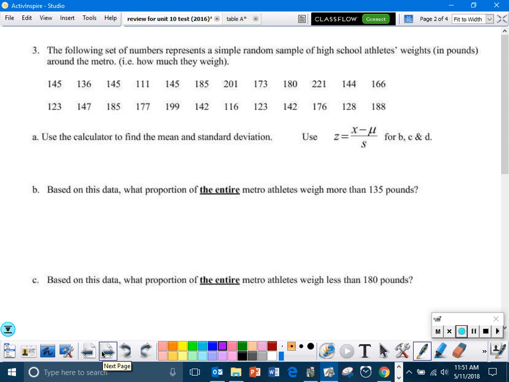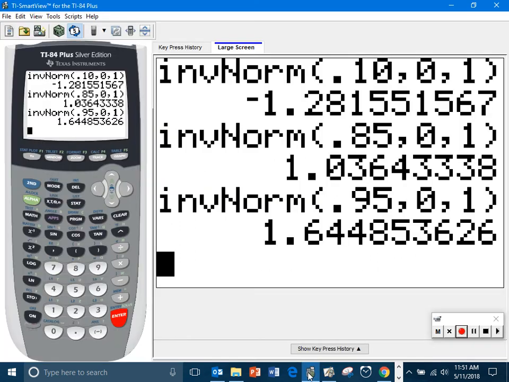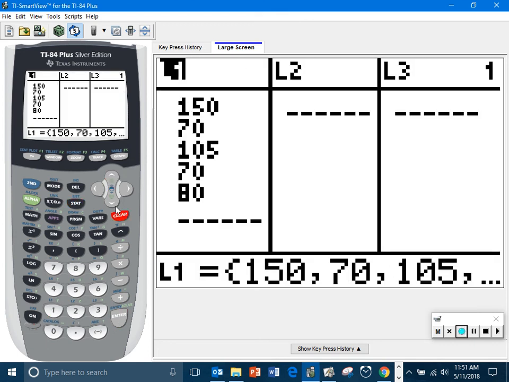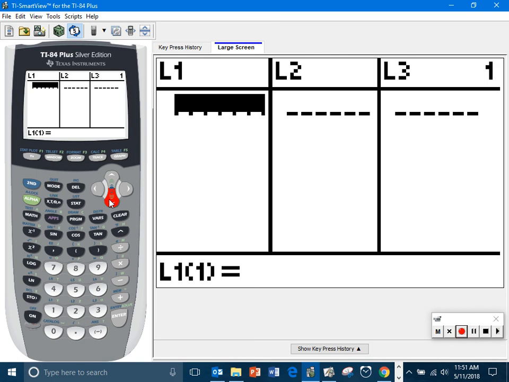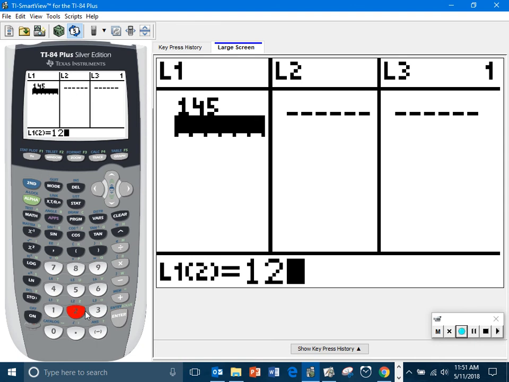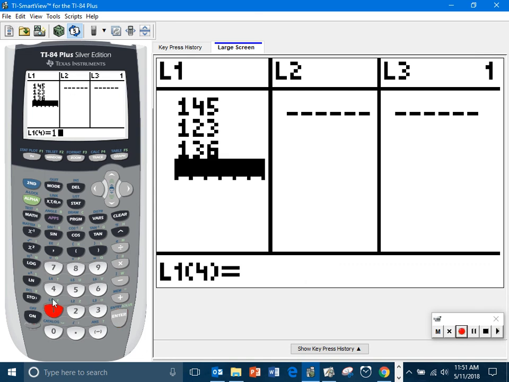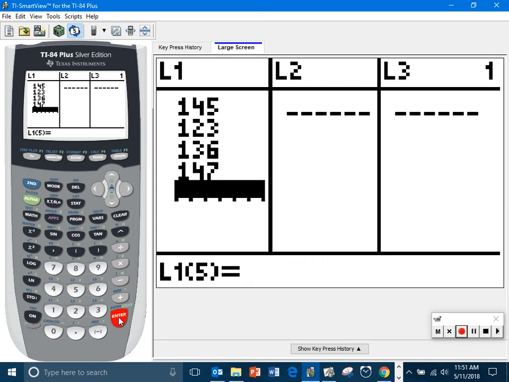The following set of numbers represents a simple random sample of high school athletes' weights in pounds around the metro. How much do they weigh? This is their weights. The first thing we need to do is type all of these numbers into our calculator. I have not done that, so I'm going to take a moment and type them in. I'm putting them in list 1. This will take me a minute. If you want to fast forward through this part, you certainly can.